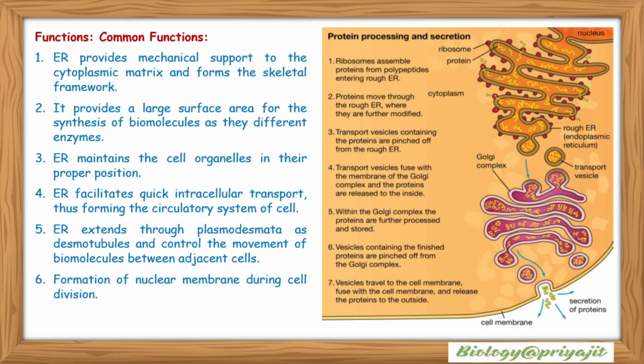Protein processing and secretion is one of the main functions of ER. Ribosomes assemble proteins from polypeptides entering through ER. Then proteins move through the rough endoplasmic reticulum where they are further modified. Then transport vesicles containing the proteins are pinched off from the rough ER. Then transport vesicles fuse with the membrane of the Golgi complex and the proteins are released to the inside. Within the Golgi complex, the proteins are further processed and stored. Vesicles containing the finished proteins are pinched off from the Golgi complex. Then vesicles travel to the cell membrane, fuse with the cell membrane, and release the proteins to the outside of the cell.